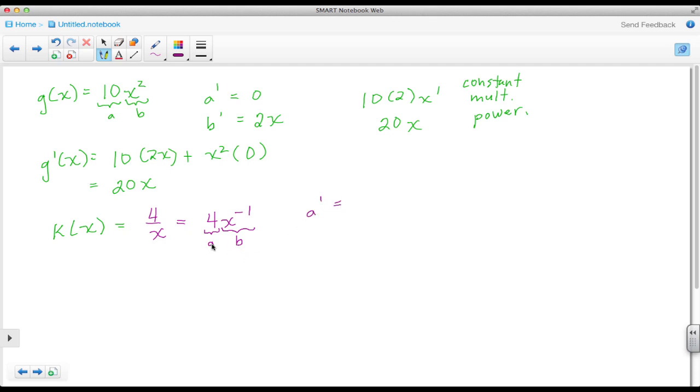Well, a prime, whenever I take the derivative of a constant, that's just 0. And now for b prime, I'm going to use the power rule. So this negative 1 comes out front, and what I end up doing is actually decrementing. So this here is actually negative 1 minus 1, which turns this into negative x raised to the negative 2, which is really negative 1 over x to the positive 2.